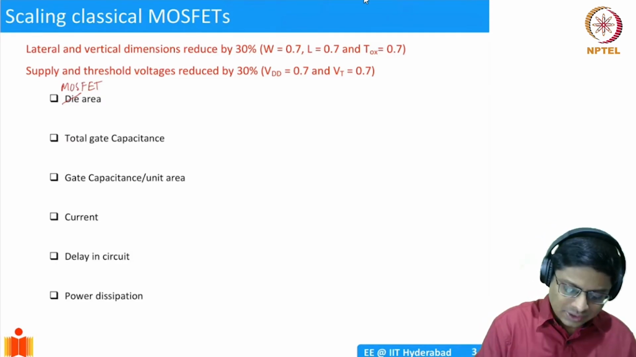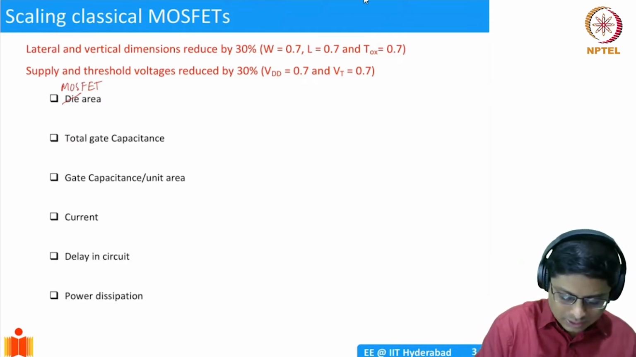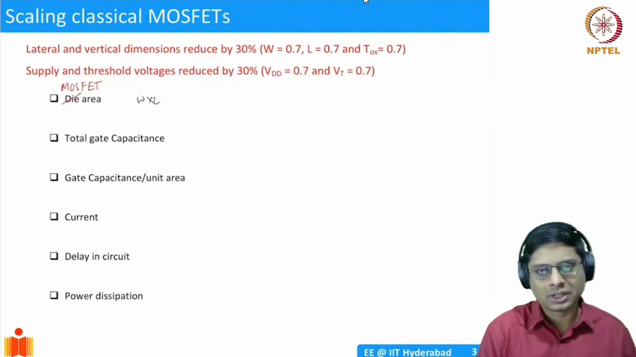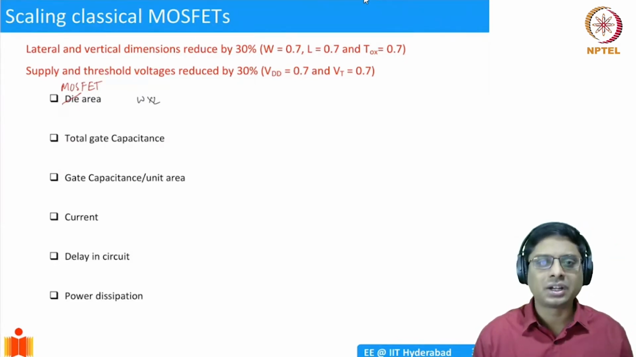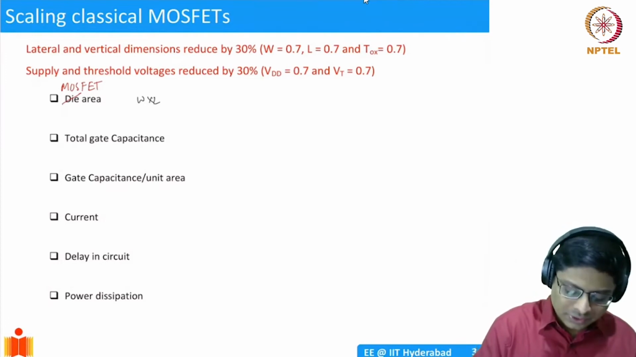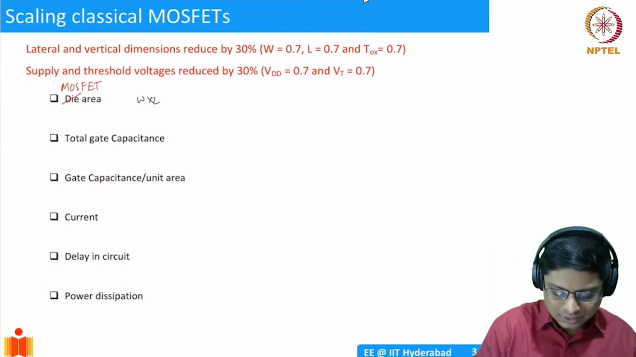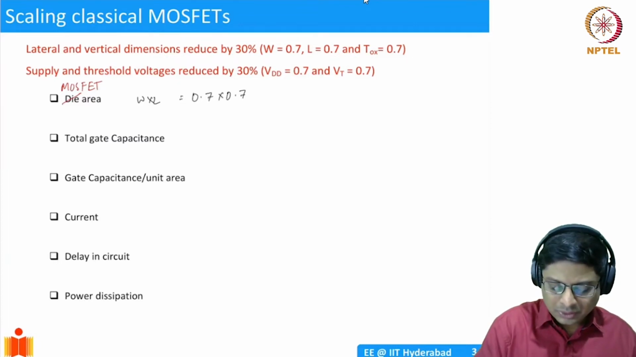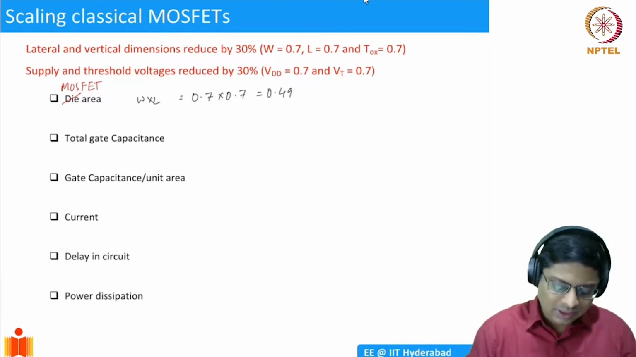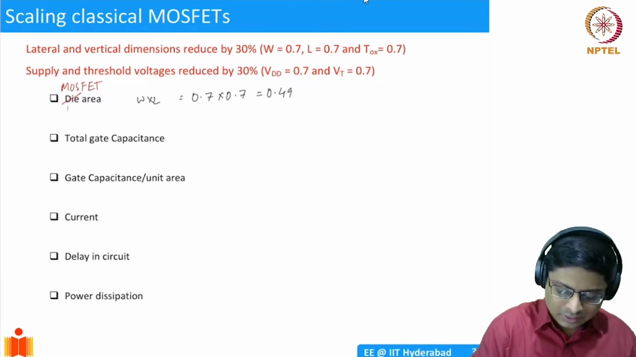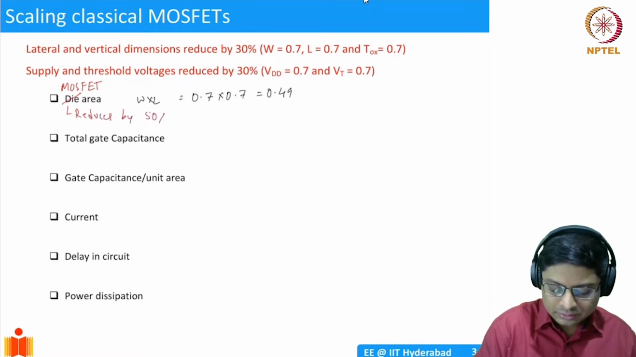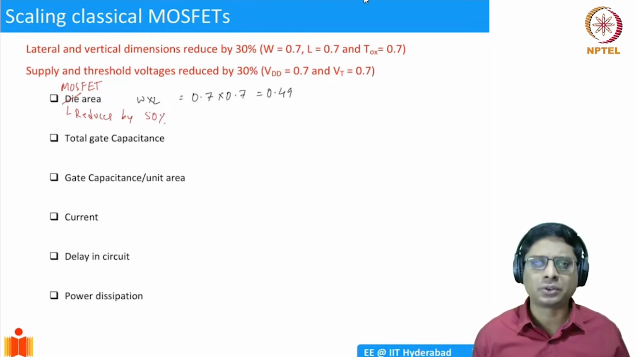Okay. So this area for a MOSFET would be W into L, right? You have a length and width, that is the area under which you have inversion layer forming. So what happens to W into L? Once we scale it, it becomes 0.7 into 0.7, that should be equal to 0.49. So after scaling, the MOSFET area reduces by 50%. Right? Well, nothing very surprising so far, right? That's what we would expect, reducing the sizes.